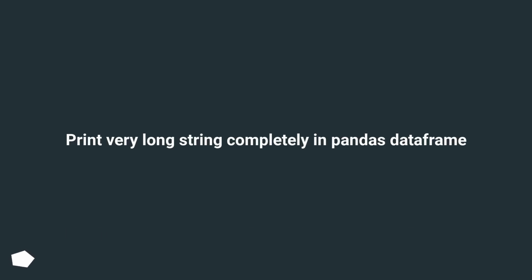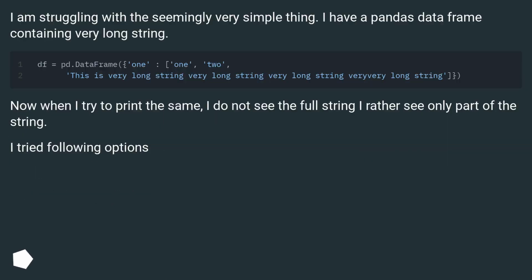Print very long string completely in pandas data frame. I am struggling with the seemingly very simple thing. I have a pandas data frame containing a very long string. Now when I try to print the same, I do not see the full string, I rather see only part of the string. I tried the following options.